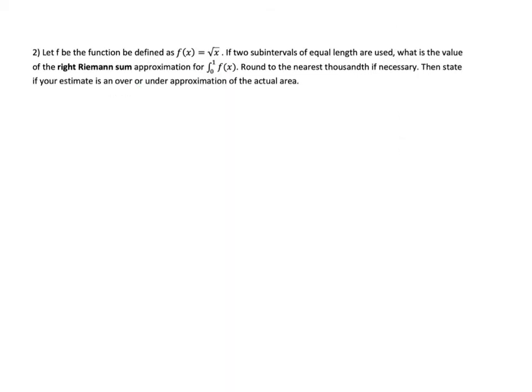All right, let's try example number 2. Similarly, they're giving us a function, f of x, and this time I want 2 subdivisions or subintervals of equal length, and they want you to estimate the right Riemann sum over the interval from 0 to 1 of this function f of x. Again, round to the nearest thousandth, and then state if your estimate is an over or under approximation. So the interval that I'm speaking about is from 0 to 1, and here's my function.